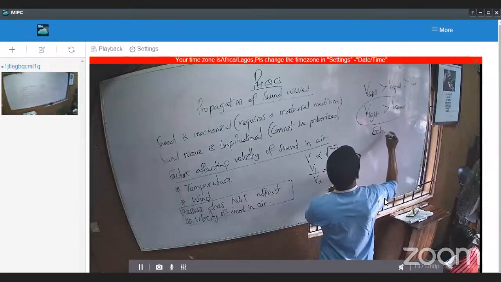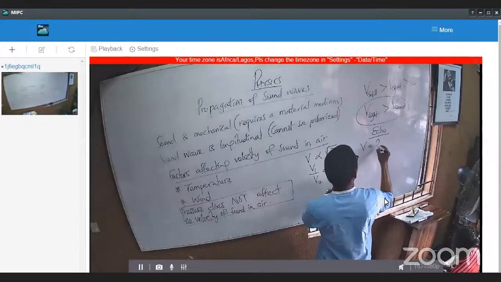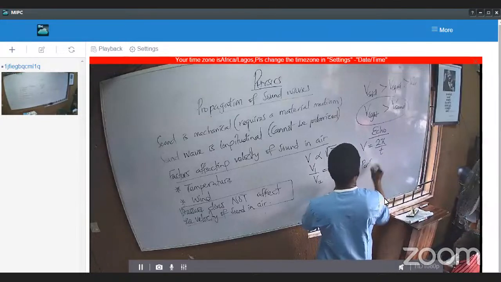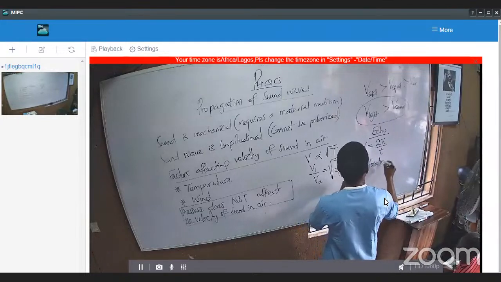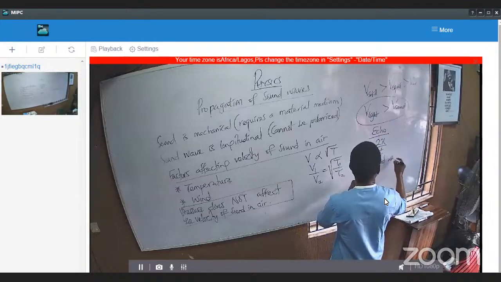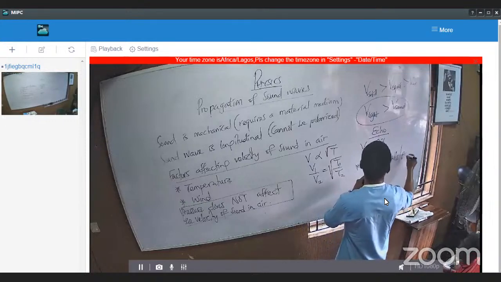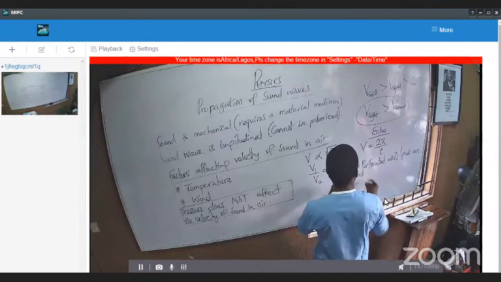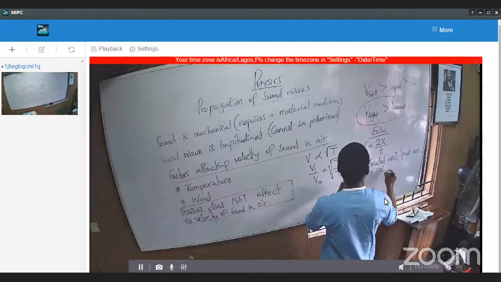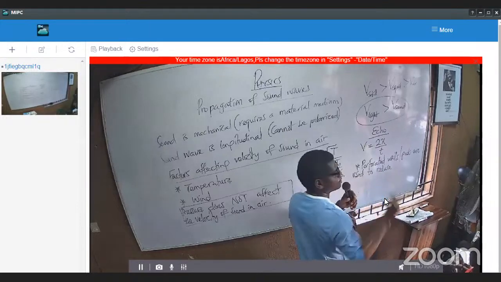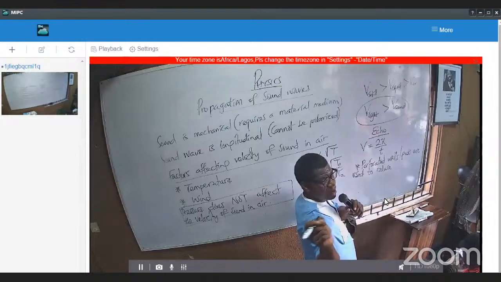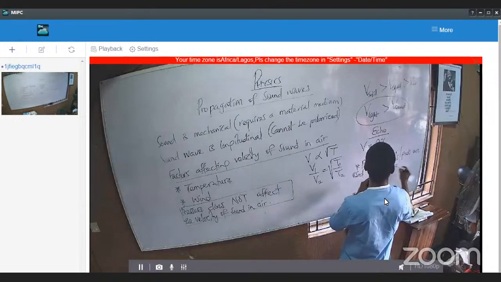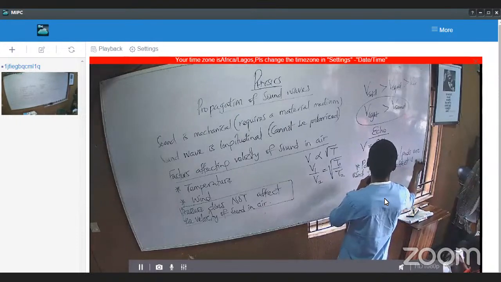Lastly on this topic, we have echo, and V is 2S over T. Perforated walls. Perforated walls or parts are used to reduce the effect of echo and reverberation. The difference between echo and reverberation is that echo is just a single reflection of sound, while reverberation is multiple reflections. Perforated walls are used to reduce the effect of echo and reverberation in studios.